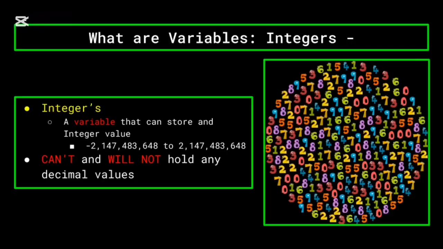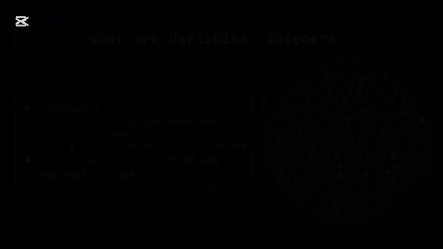This includes all whole numbers from -2,147,483,648 to 2,147,483,648. Notice how I said whole numbers. Integer values can not and will not hold any decimal values, so keep that in mind when using variables.